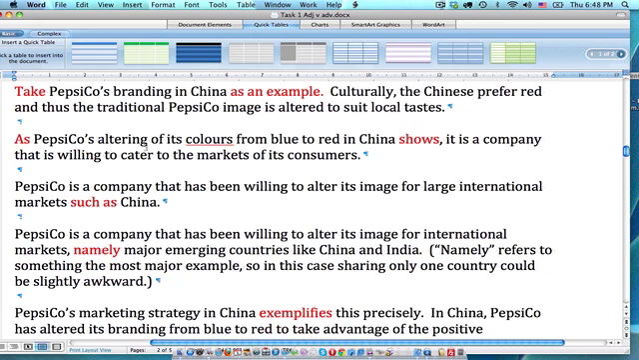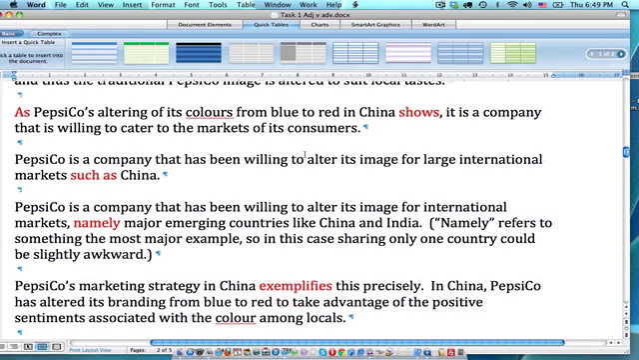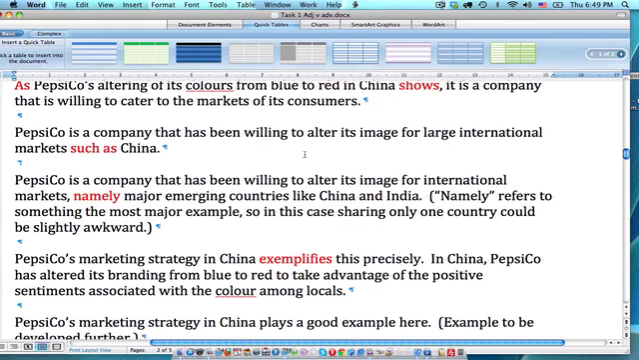As PepsiCo's altering of its colors from blue to red in China shows, it is a company that is willing to cater to the markets of its consumers. So what you can see here is we've used the words as and shows to kind of frame the example itself. PepsiCo is a company that has been willing to alter its image for large international markets such as China.